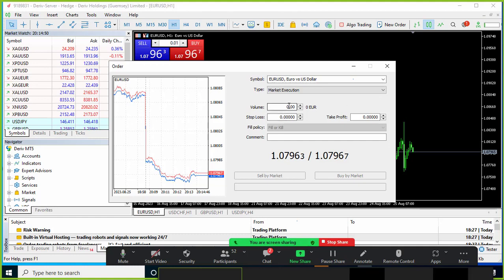Then volume means lot size, for those of you that have traded the market before. This lot size I will explain in tomorrow's video, so if you're watching on YouTube, watch the next video after this one, okay? In this case, I will just choose the least lot size, which is 0.01. Sorry, this is a micro lot in the market. The one above this is the mini lot, while the biggest one is a standard lot.